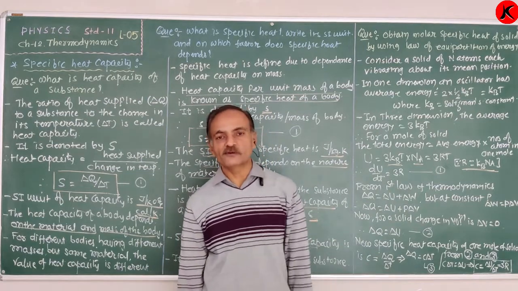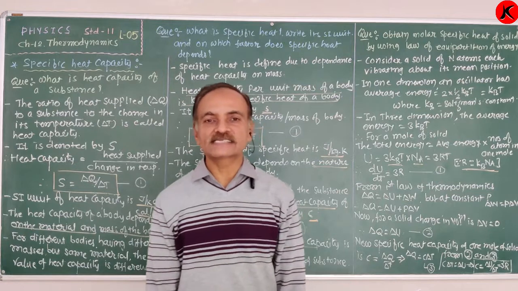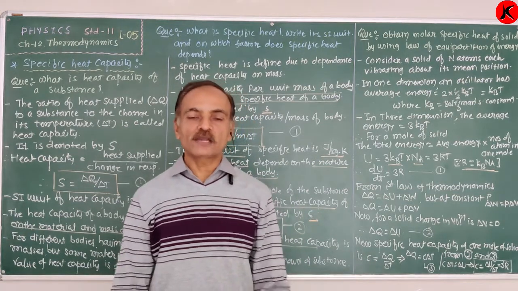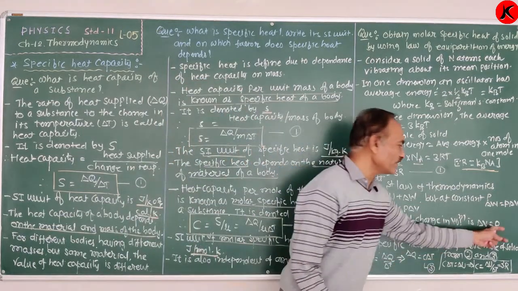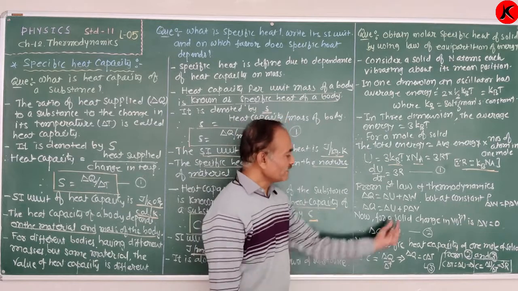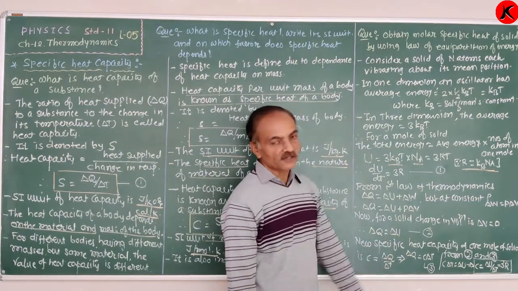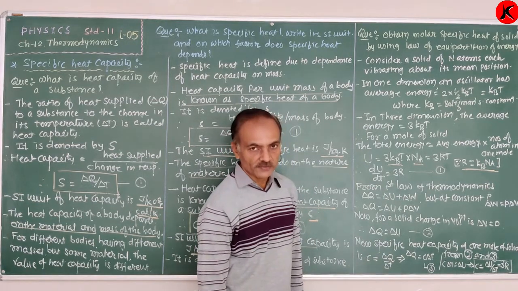But in a solid at room temperature, as the temperature changes, the change in volume of a solid is very, very small. That means we consider delta V is equal to 0. As we consider delta V is equal to 0, therefore delta Q is equal to delta U.